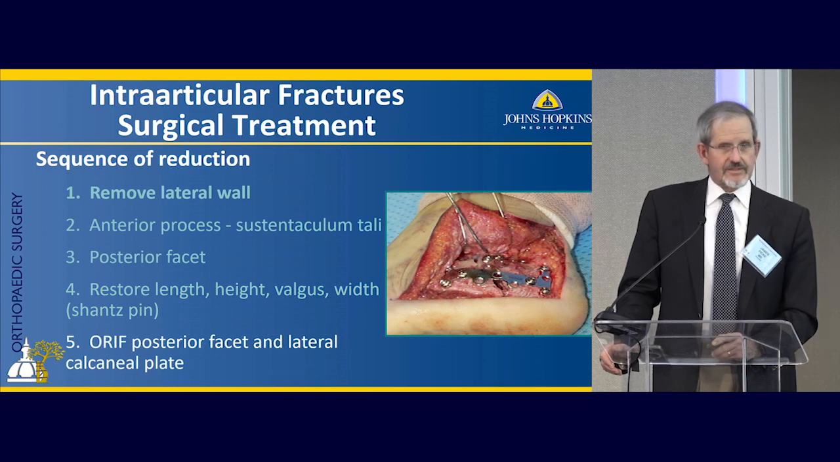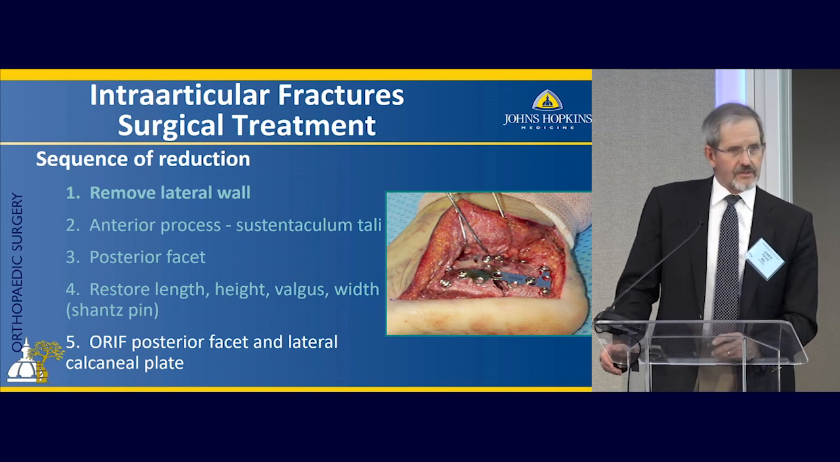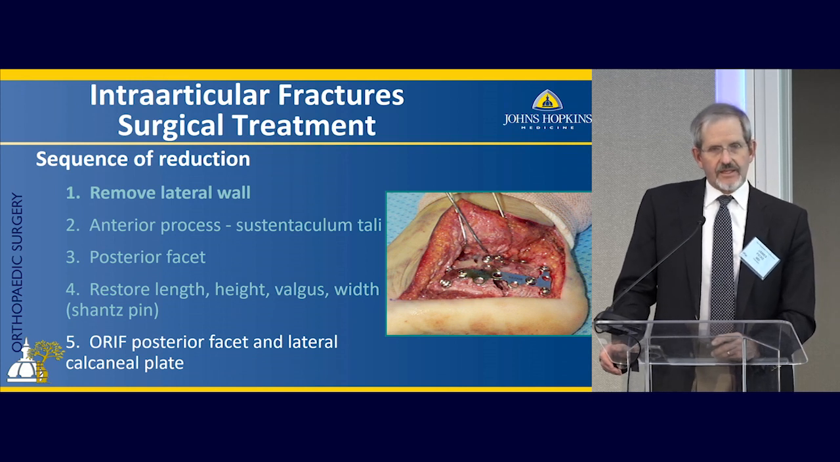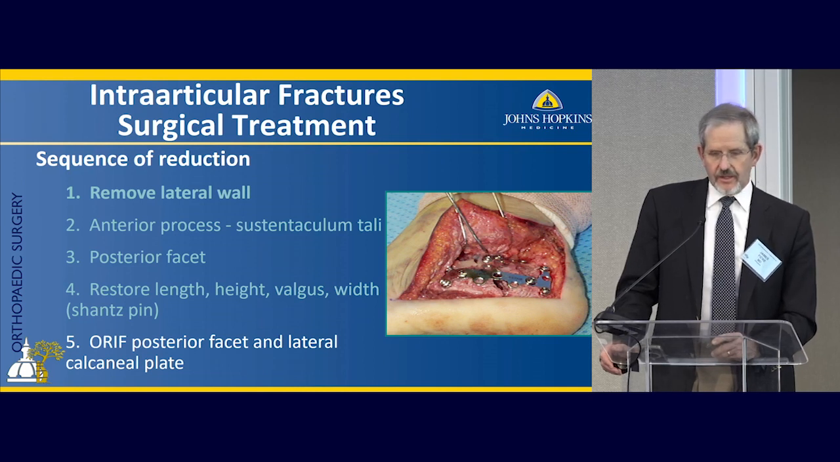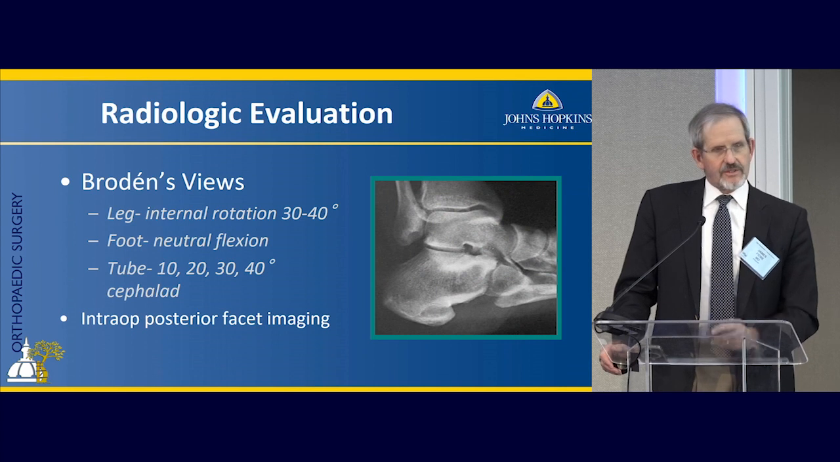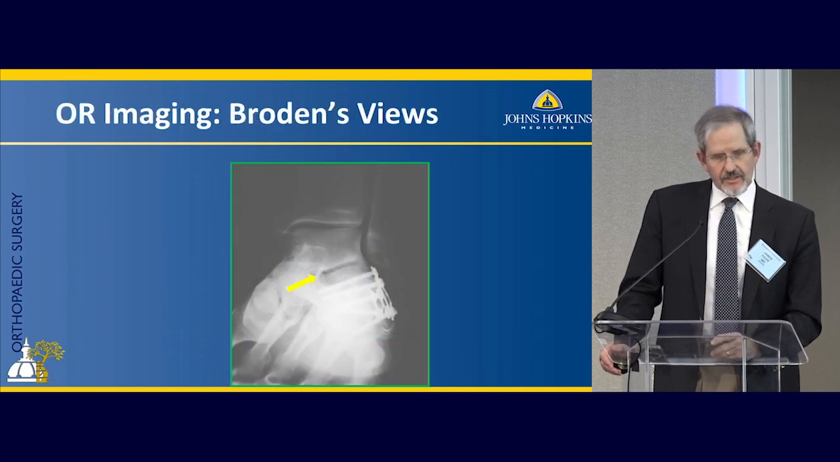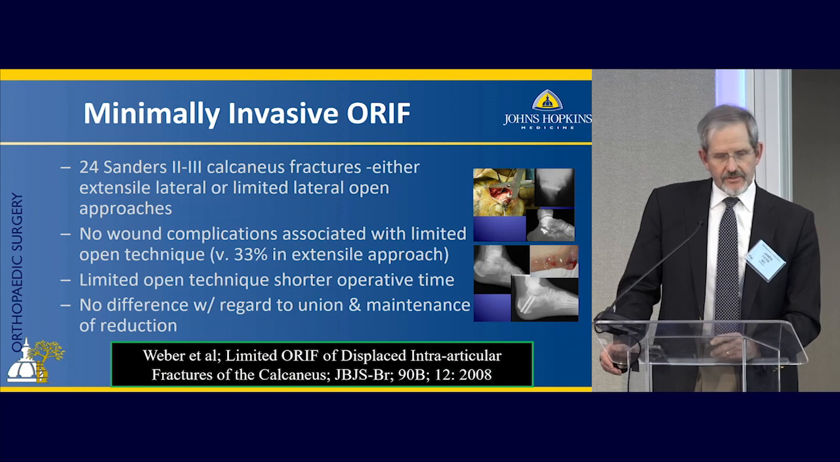The choice of plates, there's lots, but really looking at when you're wide open, you can put about any plate on it. The key is that it's not bulky so that you can close, and the key is that it's going to be stabilizing those fragments. I always put a screw between the fragments of the posterior facet, and then when we get that done, I use a Broden view to assess that. This Broden view helps you look at the posterior facet and the articular surface.